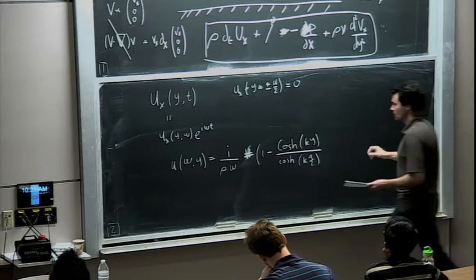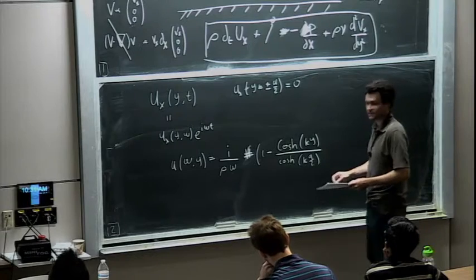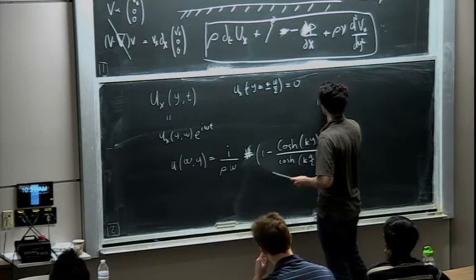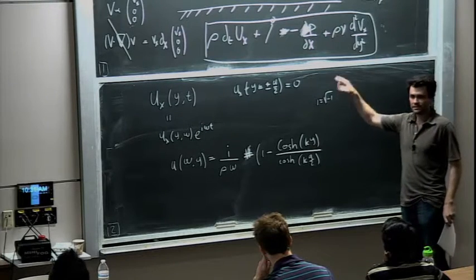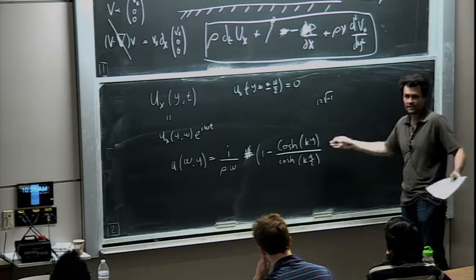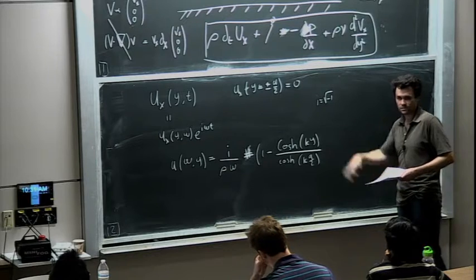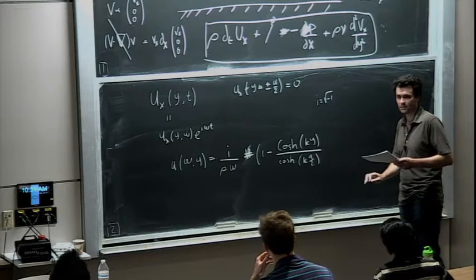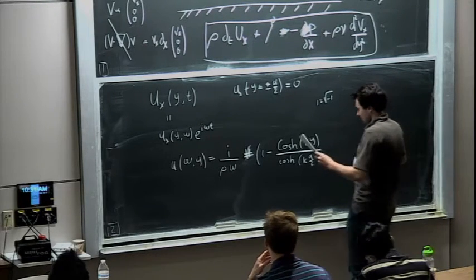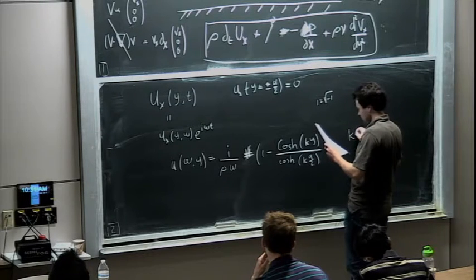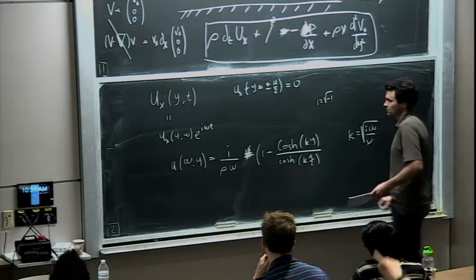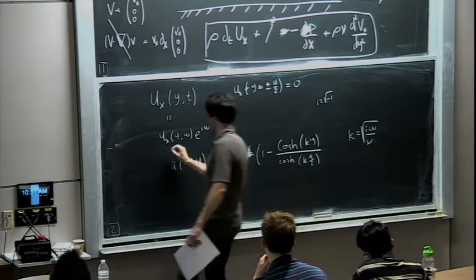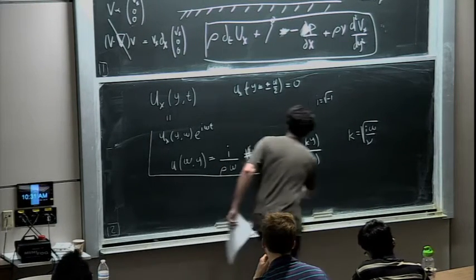Okay, i is i. Yes, i is equal to the square root of minus 1. And we're obviously taking the real part of all these things in the end, but it's linear, so we don't need to do that at this stage because we've killed a nonlinear term. And k works out to be the square root of i omega over nu. So this is the solution to our flow.